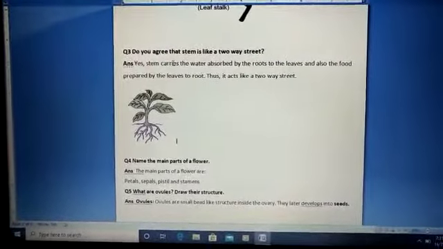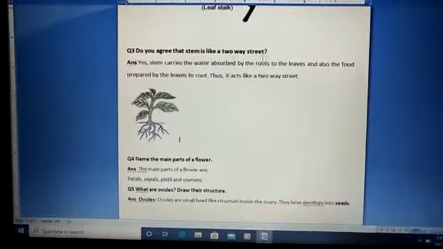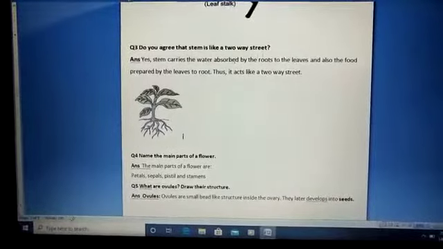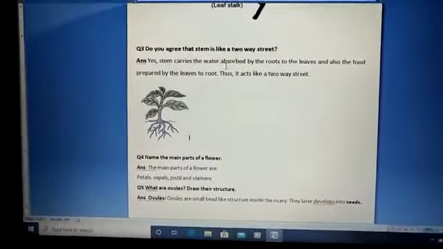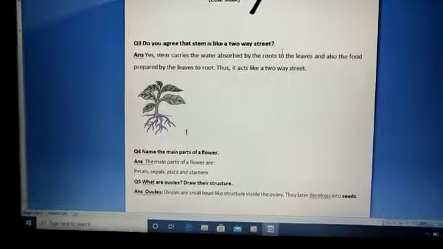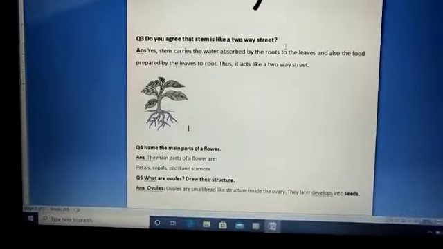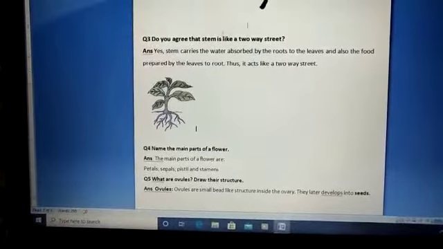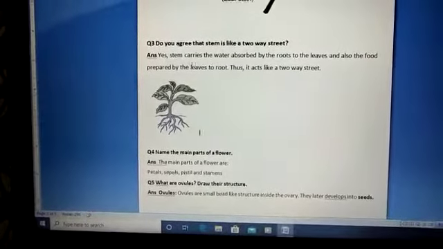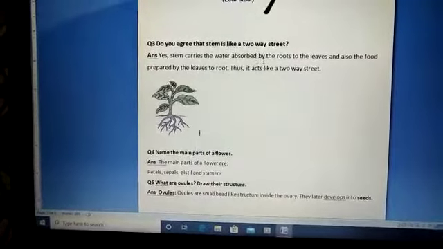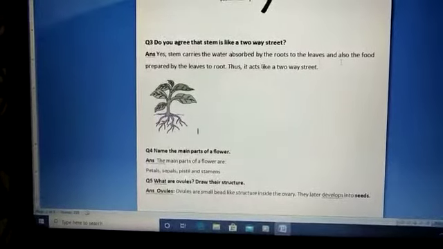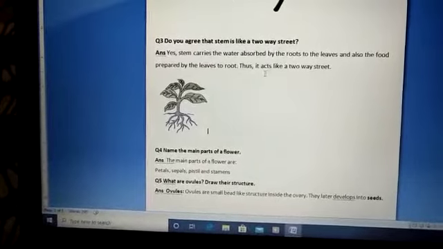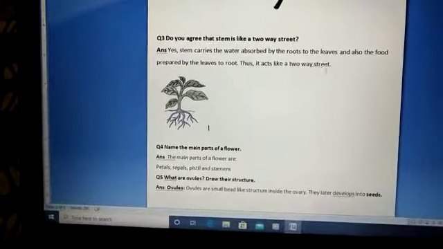Do you agree that the stem is like a two-way street? Let's understand this. A two-way street means a street in which vehicles can move in the forward as well as the backward direction. The stem acts like a two-way street because the stem carries water absorbed by the root to the leaves and also the food prepared by the leaves to the root. Thus it acts like a two-way street.